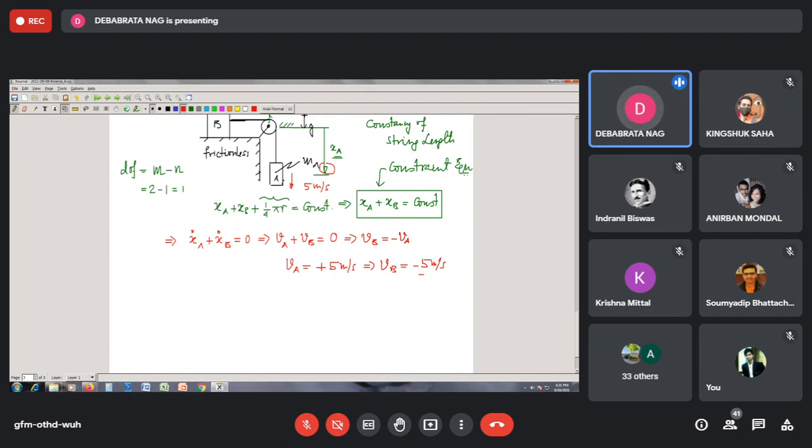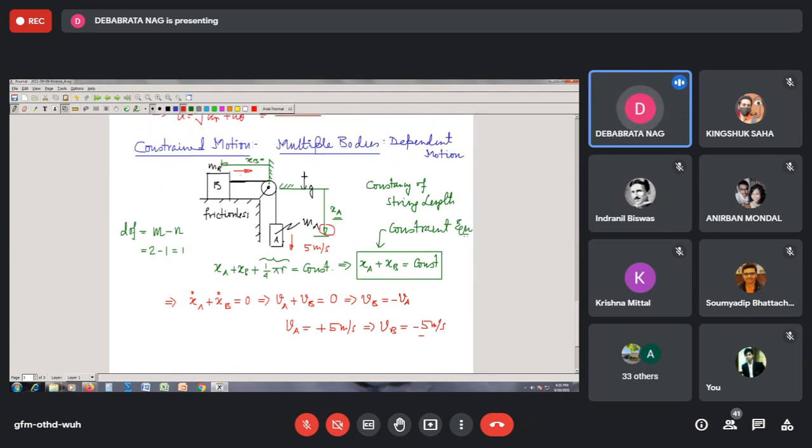So the magnitudes of these velocities are the same, but they are connected with a sign which defines the sense of the motion of block B. Because your VB is turning out to be minus, which means that XB is continuously decreasing with respect to time. So if this motion is in the downward sense, then this motion will be towards the right. Correct? Exactly in a similar manner, if I give the motion to block B in this direction, the motion of block A will, of course, be in the upward direction.